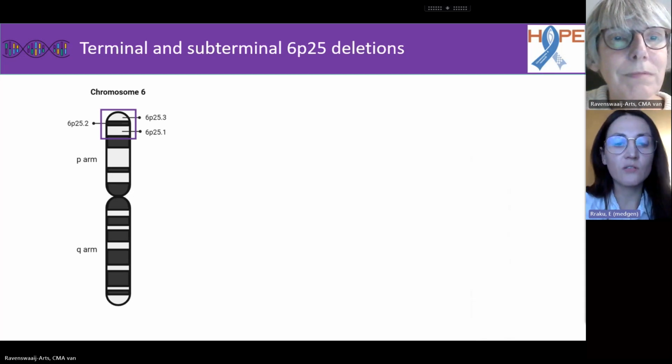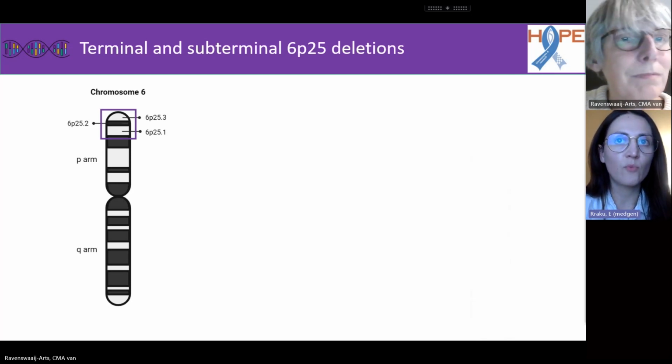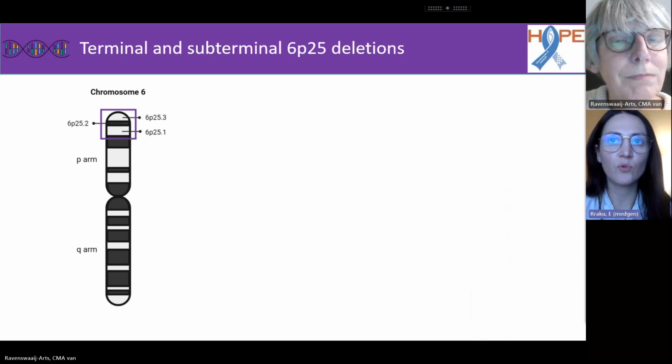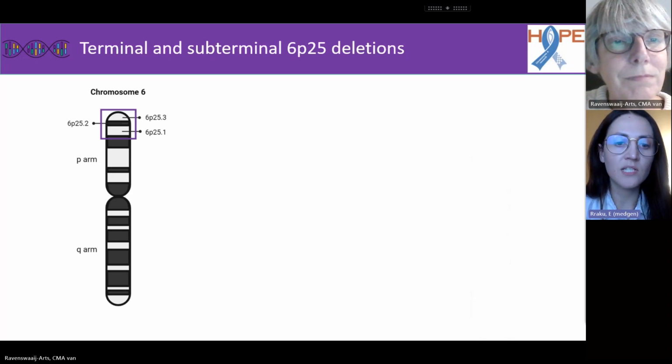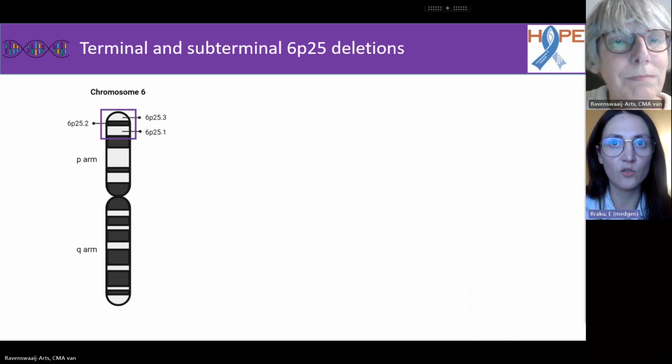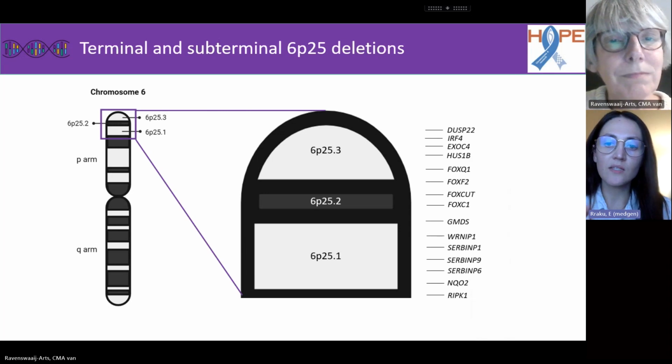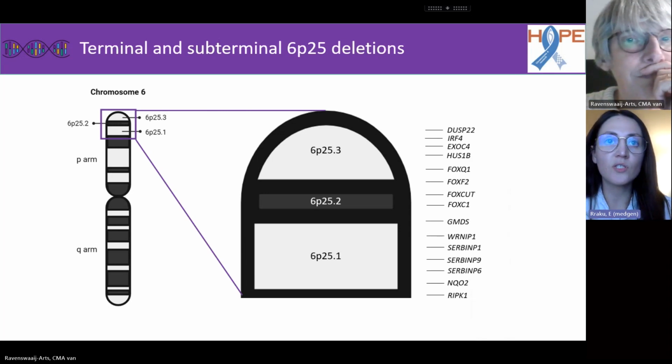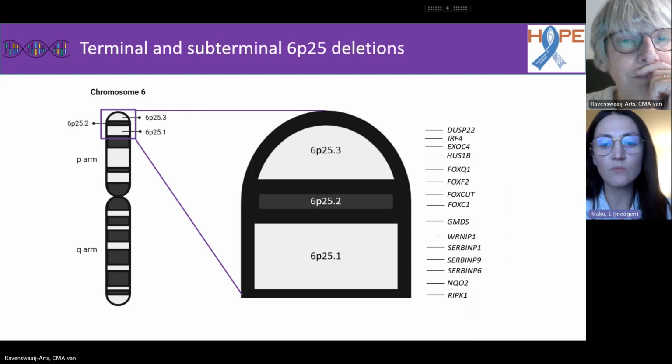These are deletions that involve the last part of the short arm of chromosome 6. The last three bands of chromosome 6 are called 6p25.3, p25.2, and p25.1, and they are collectively known as the 6p25 bands. Deletions that involve any of these three bands or all of them are called 6p25 deletions. Now, if we zoom in on this part of the chromosome, we will see that the 6p25 region, like many other regions, has many genes, and these are only a few of them, just to give an example. The very last gene on 6p is called the DUSP22 gene.